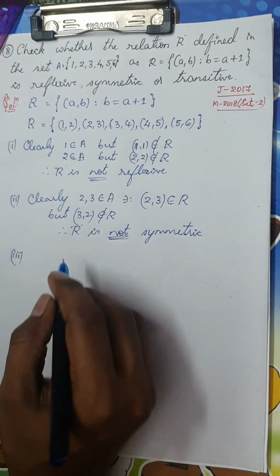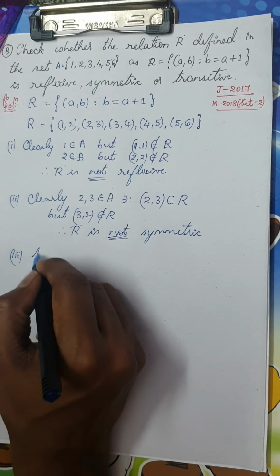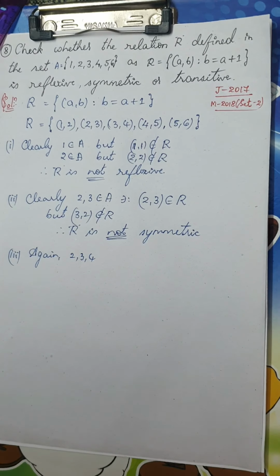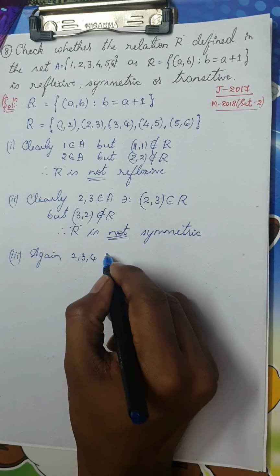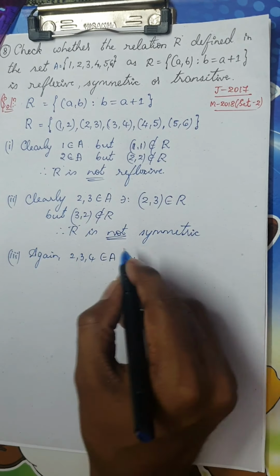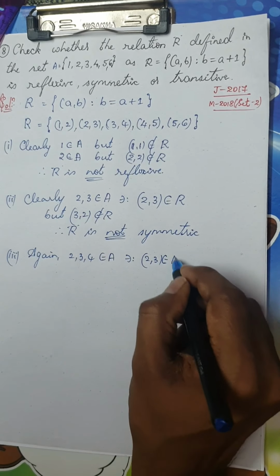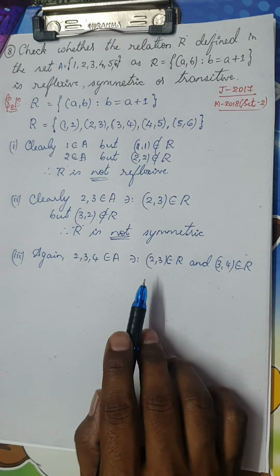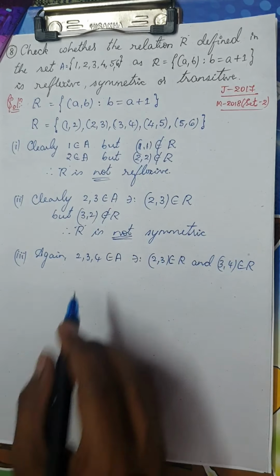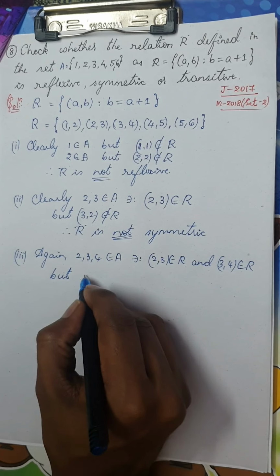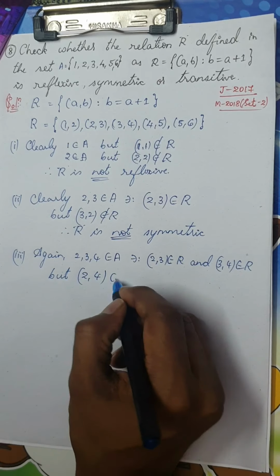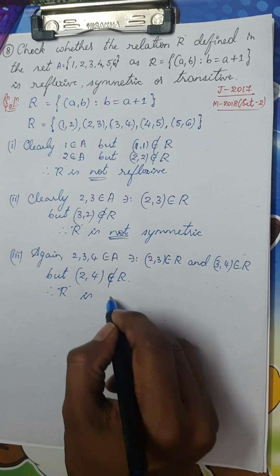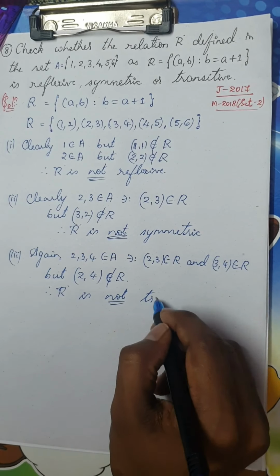Going on to the third one, the last result. Again, let me take three elements 2, 3, 4 belongs to A, such that let me take (2, 3) belongs to R and (3, 4) belongs to R. I have (2, 3) in R. I have (3, 4) in R. But what is not there? (2, 4) is not there. (2, 4) does not belong to R. Therefore, R is not transitive also.